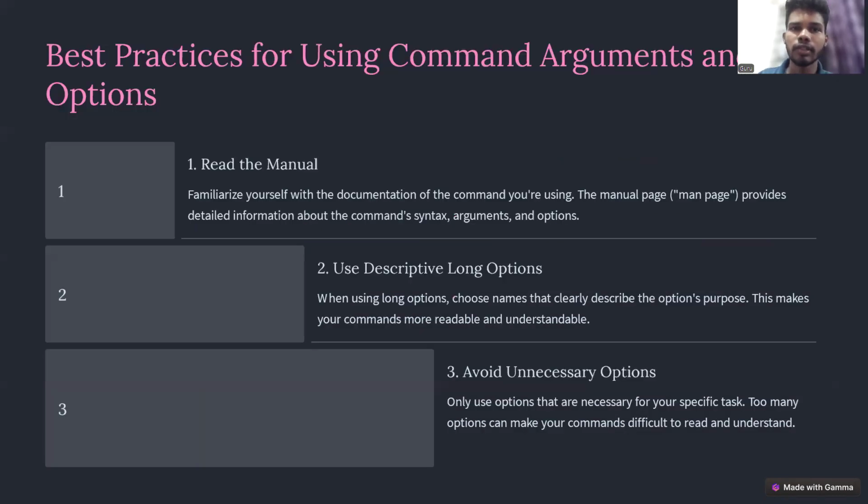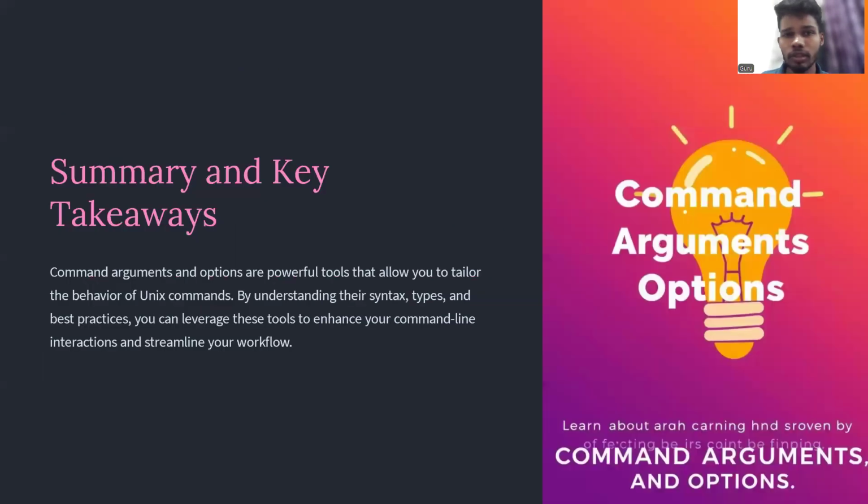The best practices for using command arguments and options are: read the manuals, use descriptive long options, and avoid unnecessary options. And the final summary and key takeaways: command arguments and options are powerful tools that allow you to tailor the behavior of Unix commands. By understanding their syntax, types, and best practices, you can leverage these tools to enhance your command line interactions and streamline your workflow.